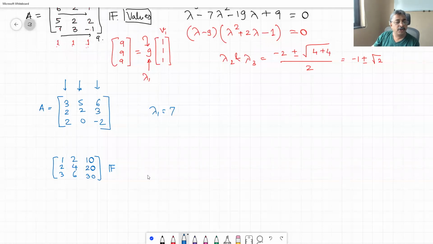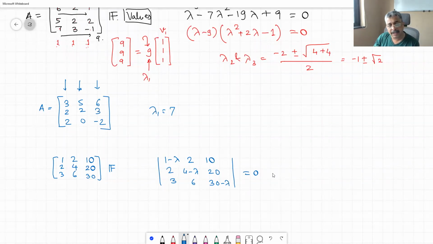So standard procedure, by that you should at least get 1 minus lambda, 2, 10, 2, 4 minus lambda, 20, 3, 6, 30 minus lambda. This determinant must be equal to 0. So if you expand, you will get a cubic in lambda, which you should try to solve and get all lambda values. Now, what is the cubic that you are getting this time?